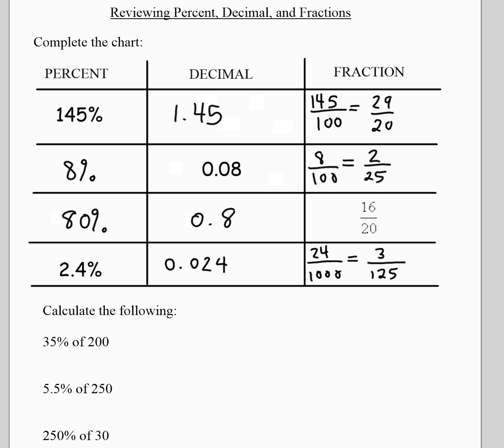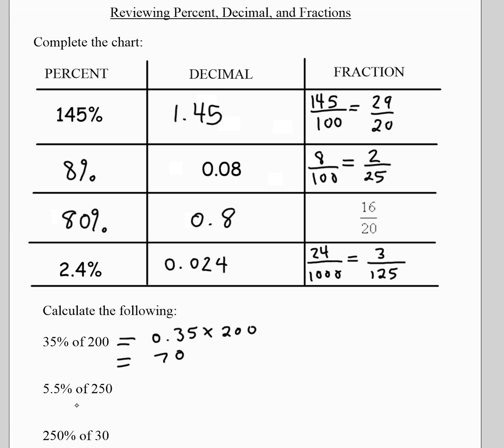If we look at the bottom, just a quick reminder, the word of always means to multiply, and whenever we work with percents, we always turn them into decimals. So to do that, we're going to do 35 divided by 100, or move the decimal place twice. So this will become 0.35 times 200, and then we can just either do that on our calculator or do it in our head, and we're going to get 70.